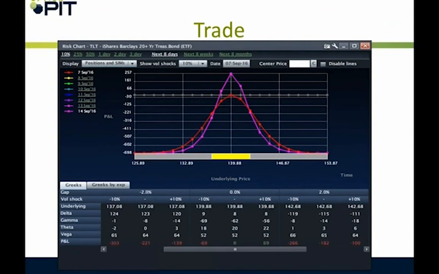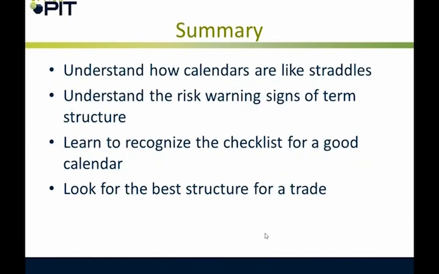And this is what my risk on my trade looks like. Notice this shows a 10% increase in implied volatility. So if we increase volatility by 10% and we drop 2%, I don't lose very much. Same thing on a rally, but if we sit here and volatility increases like it might, this is tomorrow's numbers, by the way, I make 70 bucks just sitting here. So understand how calendars are like straddles, understand the risk and warning signs of term structure, learn to recognize the checklist for a good calendar, and look for the best trade.